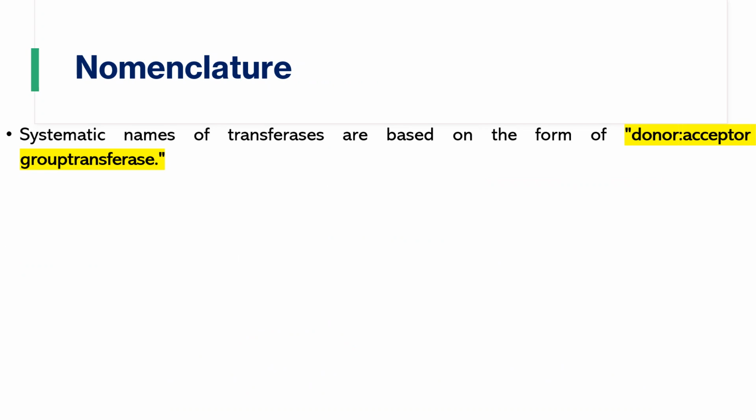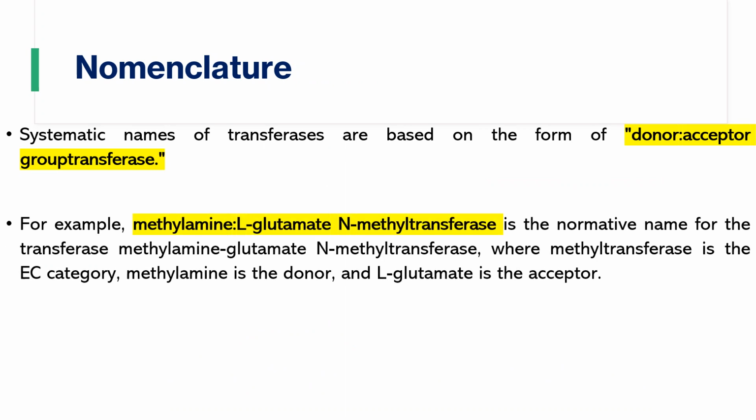When we are talking about the nomenclature, how these transferase enzymes are going to be named. Systematic names of transferases are based on the donor, acceptor, and group transferred. For example, methylamine:L-glutamate N-methyltransferase. In this case, this is the donor molecule, this is the acceptor molecule, and this is N-methylamine. Methyl is the group which is going to be transferred, and this is the suffix. So: donor, acceptor, group, and then transferase.